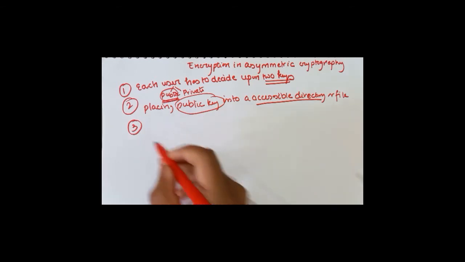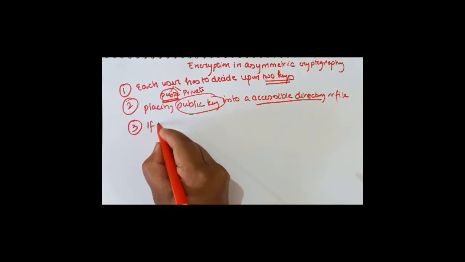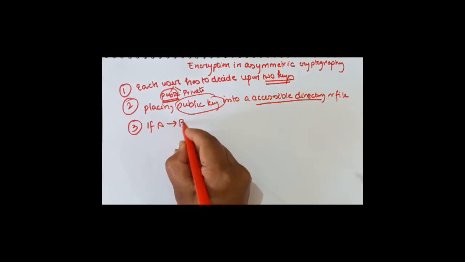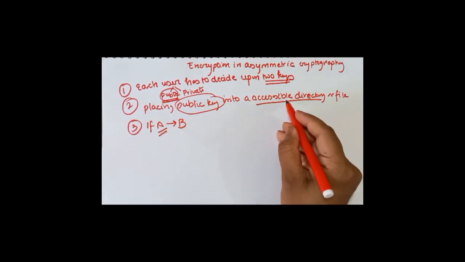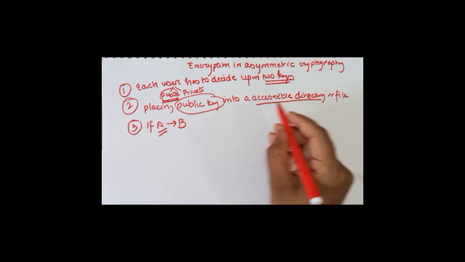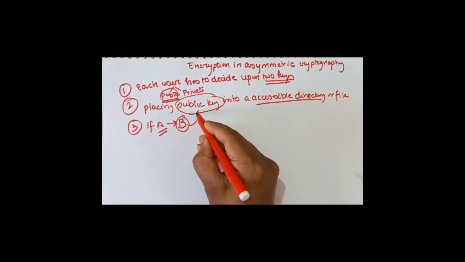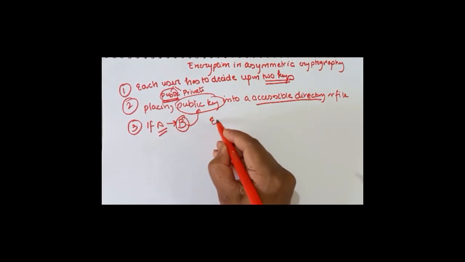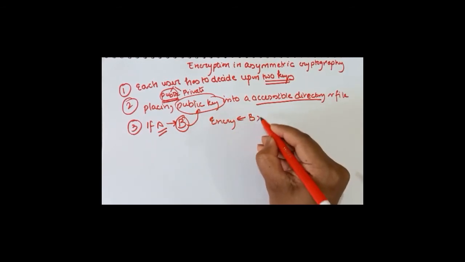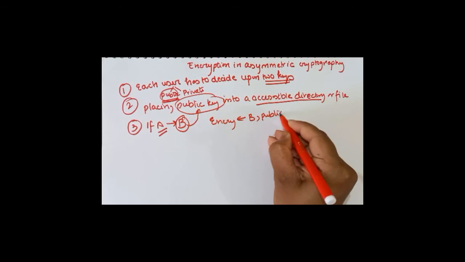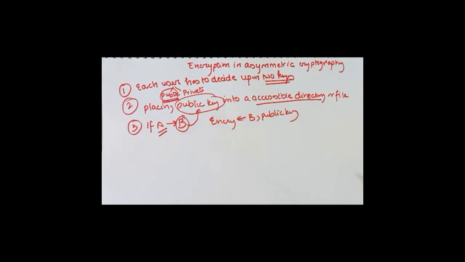So if A wants to communicate to B, A will first go to the accessible directory and see what B's public key is, and then encrypt the message using B's public key. So this is the third step. I hope you've understood this. Now moving to the fourth step.